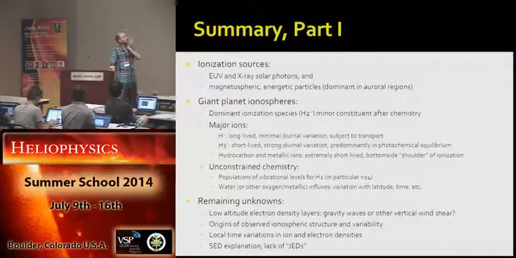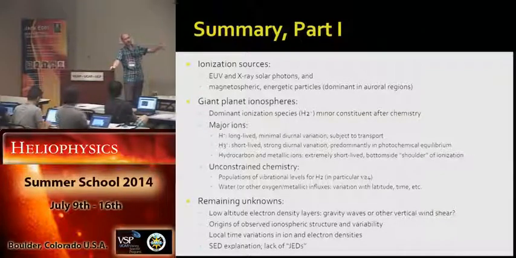All right, just to summarize from part one, the main ionization sources are EUV and X-ray solar photons, and of course magnetospheric energetic particles. I only talked about energetic electrons, but you can also have ions, protons and neutrals, any other energetic particles. The dominant ionization species produced is H2+, but that's quickly converted to H3+. The major ions are then some combination of H+ and H3+. You need to introduce some additional unconstrained chemistry in order to reduce the H3+ densities, and therefore the electron densities, if you want to match the observations.